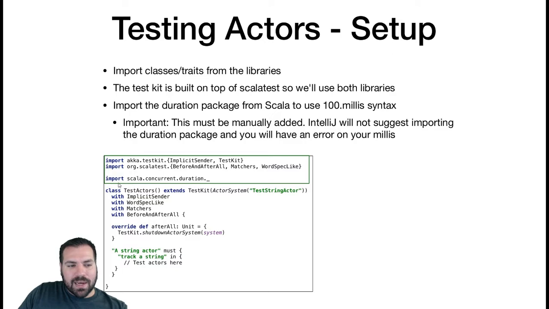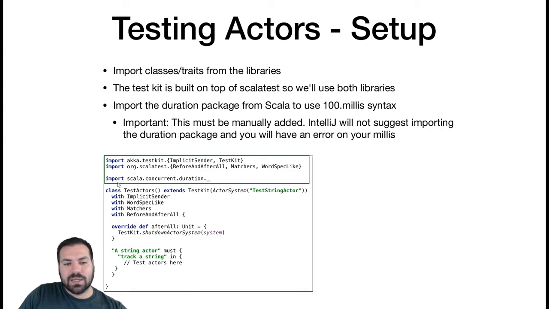And the one thing that I want to highlight here is this scala.concurrent.duration, and then import everything from that duration package. This is very important. We're going to use some syntax in our tests that rely on this package. And if you use that syntax without this import line, you will get errors. And the errors won't say, hey, your error is that you didn't import the duration package. The error is just going to say, I don't know what to do. So when you get that error, make sure you're remembering this line.